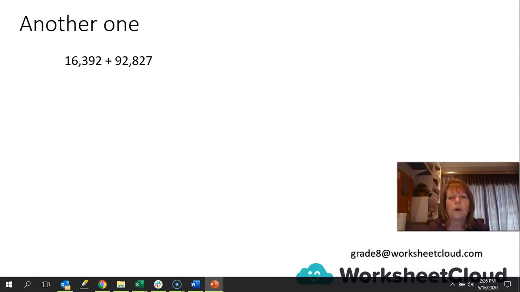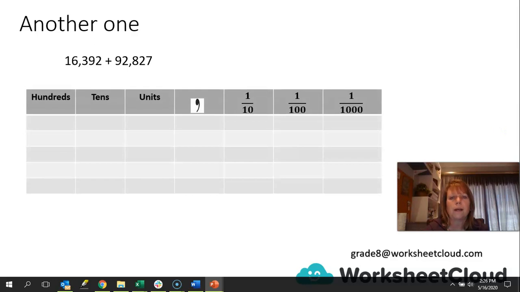Here's another one to do. We've got 16,392 plus 92,827. Okay, there's our place value chart. Let's put it in. Okay, the 1 goes into the tens column, 6 into the units, our decimal comma, then 3 under the tenths, 9 under the hundreds, and 2 under the thousands. Okay, everybody happy? Then we're going to put 9 under the tens, 2 under the units, our decimal comma, 8 under the tenths, 2 under the hundreds, and 7 under the thousands.